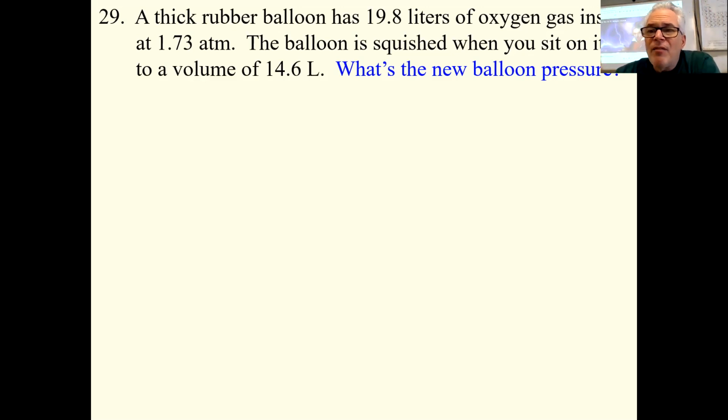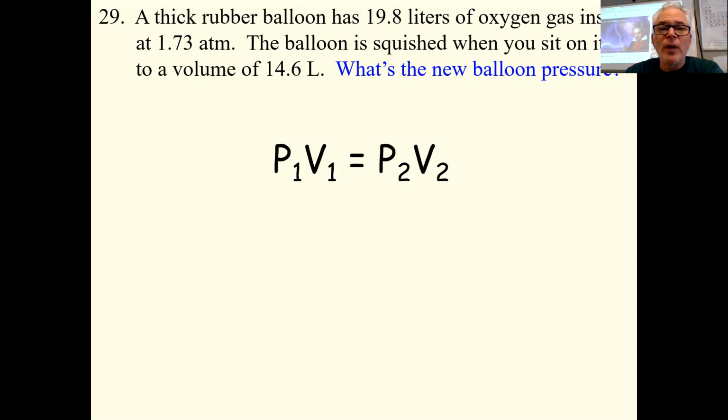This is a pressure and volume problem. Nothing about temperature, so temperature must be constant. It's a gas problem. When it's a gas problem, we're going to use the combined gas law. But we have constant temperature, so we can just write this formula: the original pressure and volume multiplied equals the new pressure and volume multiplied.